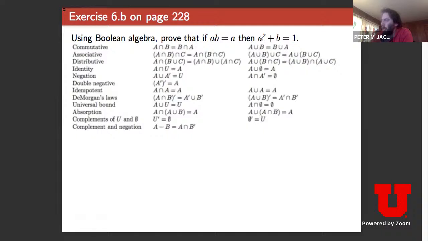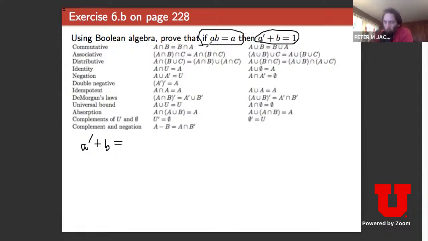Okay, so we want to show that this equality holds, and we know that this is true. So let's try to use what we know. The way to do that is this. We're starting off with A prime plus B. We want to show that it's equal to 1. We know that A is equal to AB. We want to use what we know. We want to use our assumptions.